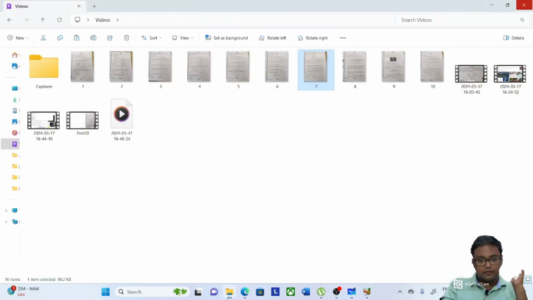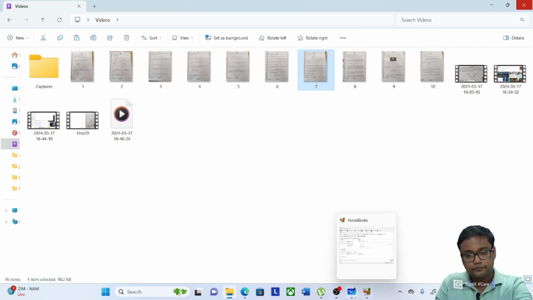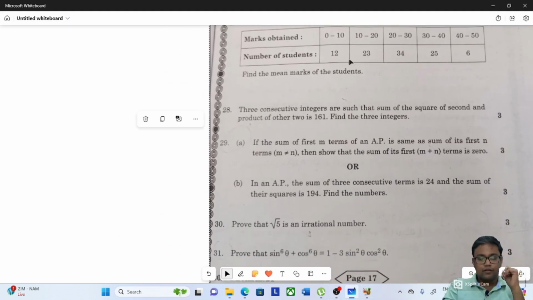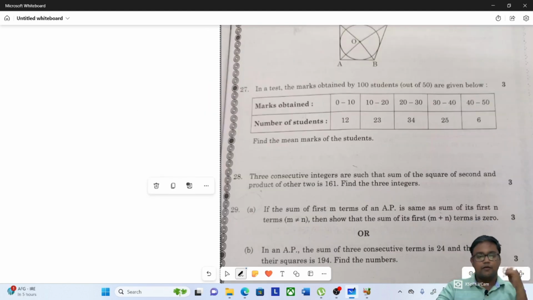Let me get back to the same page. Three consecutive integers are such that the sum of the square of the second and the product of the other two is 161, and you need to find the three integers, right? Now let us continue with question number 28.